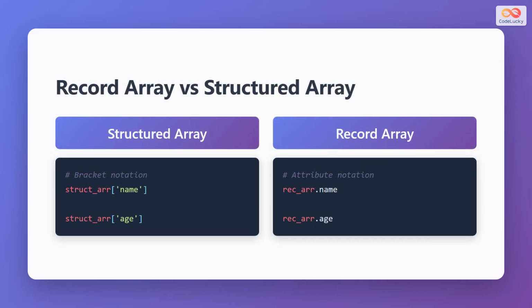Let's compare record arrays with structured arrays. The main difference is in how you access fields. With structured arrays, you must use bracket notation. For example, struct_r["name"] to access names, or struct_r["age"] for ages. With record arrays, you use the much cleaner attribute notation. Simply write rec_r.name or rec_r.age. This attribute-style access is more intuitive, easier to read, and less prone to typing errors.